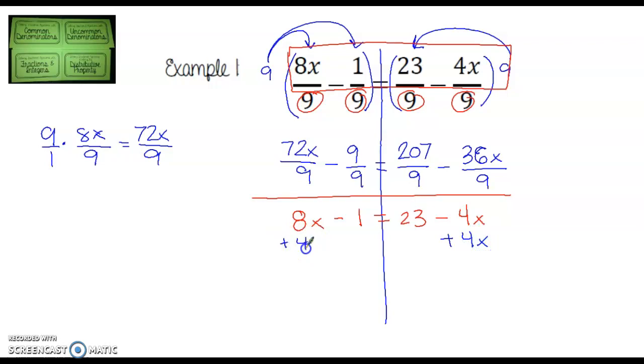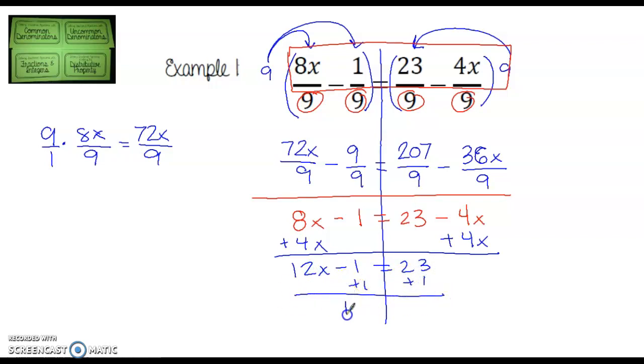Follow your multi-step equations. You're going to move that variable over to one side first, so you end up with 12x minus 1 is equal to 23. Add 1 to both sides. You're left with 12x is equal to 24. Divide each side by 12, and you have x is equal to 2. Next problem.